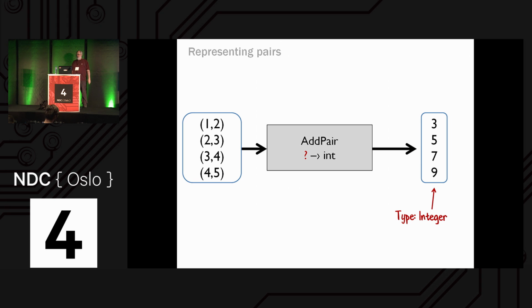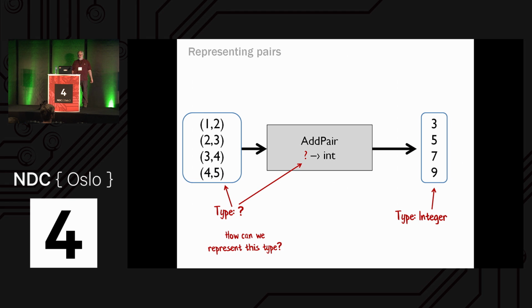What happens if the input is a pair? Let's say we want to add a pair of numbers together. And the output, we can say, well, that's an integer. But what is the input? How can we define what the input type is? In object-oriented, we'd define a pair class. We're not going to do that. We're going to build a type by composing existing types.